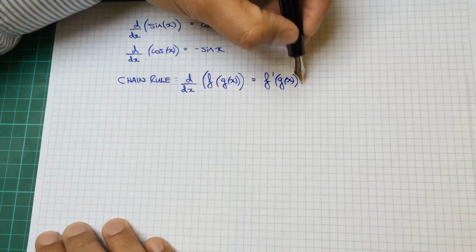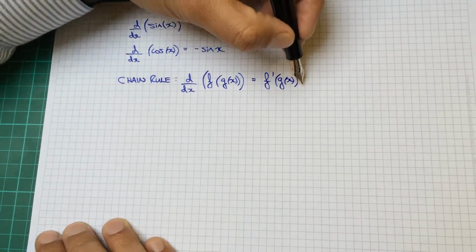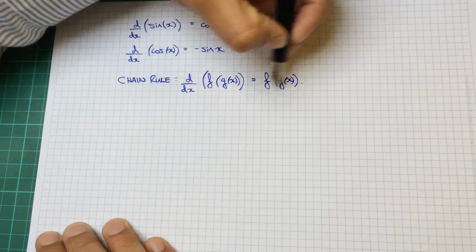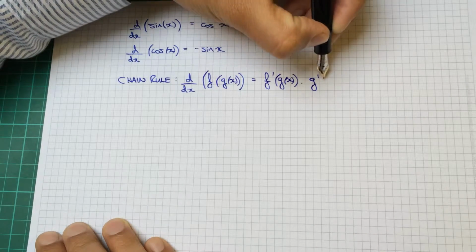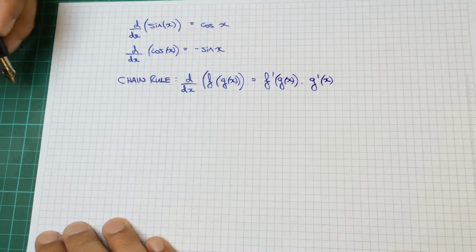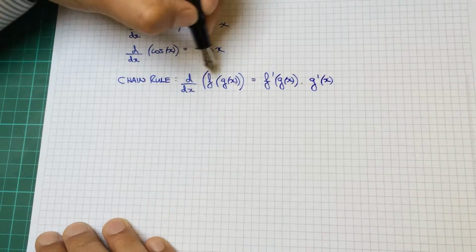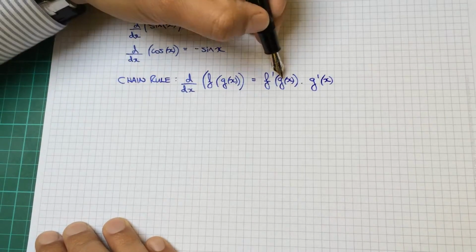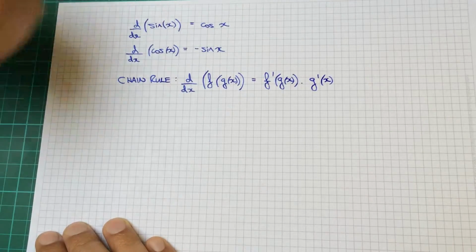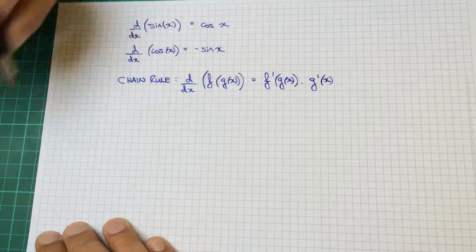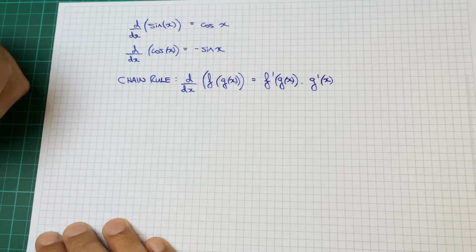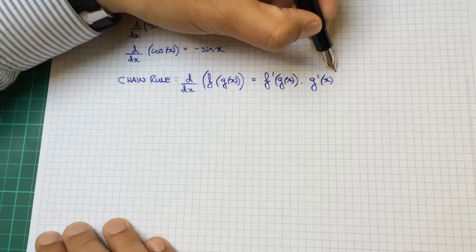multiply it, and I'm just using a dot to indicate that I'm multiplying. You multiply this by the inside function differentiated, and that's it. So simply take the derivative of the outside, leave the inside function unaltered, and multiply it by the inside function differentiated, and that's the chain rule.